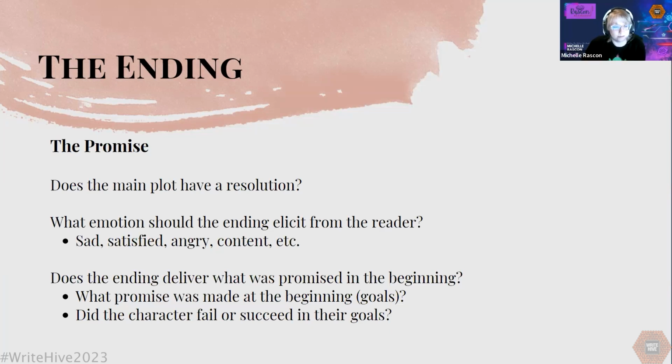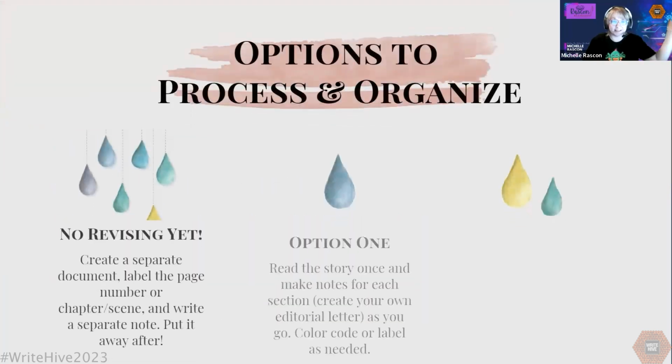And does the ending deliver what was promised in the beginning? What were the main character's goals? Did they fulfill those goals? Did they fail or succeed? I kind of went backwards there, but hopefully you got the point. That was it for all the sections.